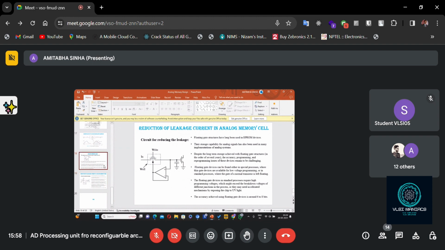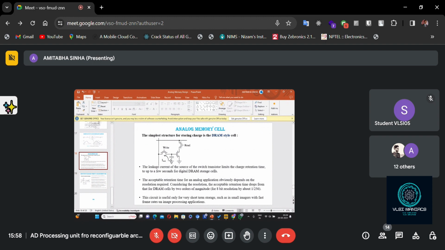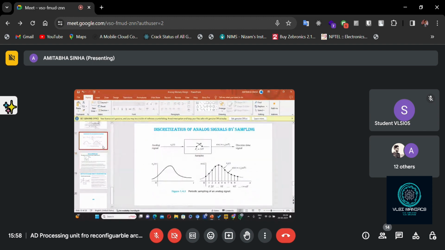Anyway, this is the basic principle, where in the capacitor the charge is stored, and these are some transistors. So that is the DRAM cell. This is an analog memory cell, of the type just like DRAM style. So this is the basic memory design. Now, if there are any questions, please.